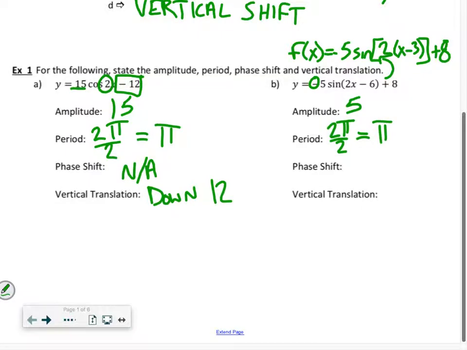Our phase shift is going to be 3 to the right, which isn't very realistic using a sine function, but that's okay. And then our vertical translation is up 8. Okay.